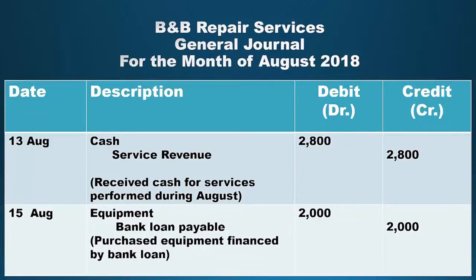August 15th, purchasing equipment with a bank loan. Step 1. What happened? The company purchased new equipment worth $2,000. Instead of paying cash, the purchase was financed with a bank loan.